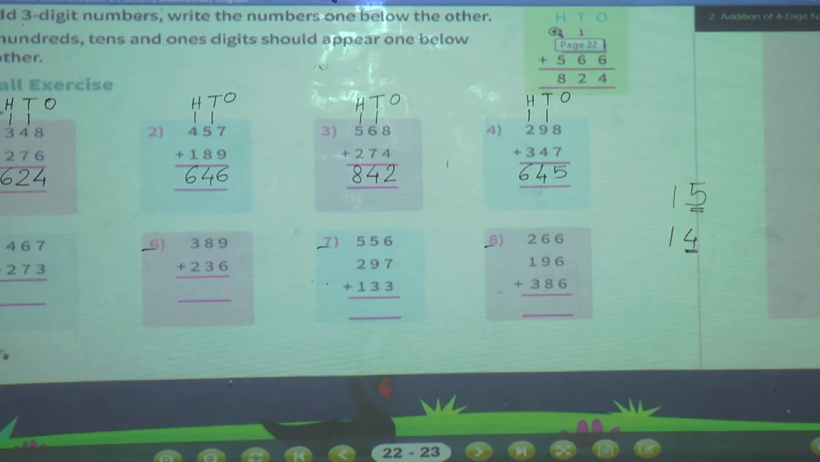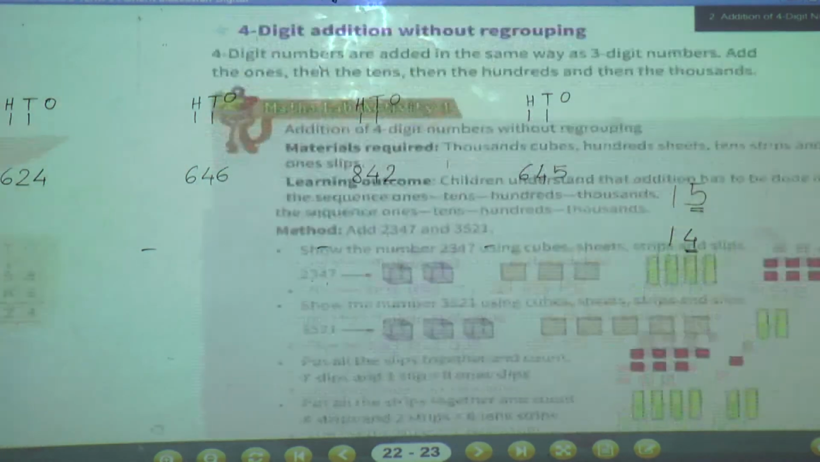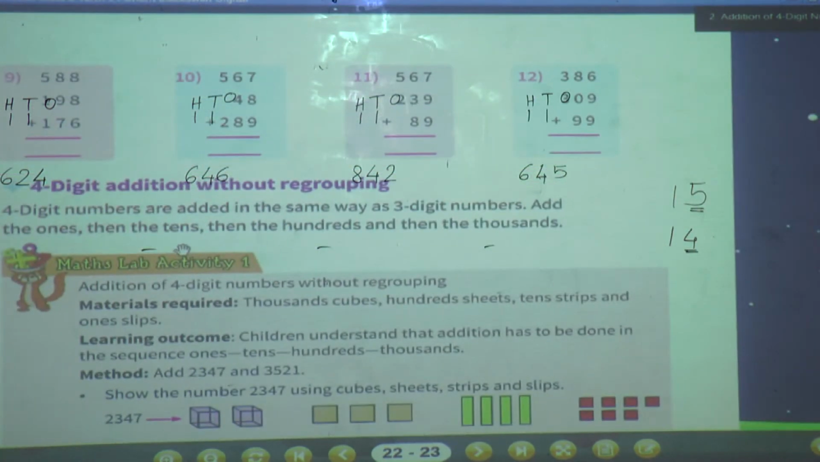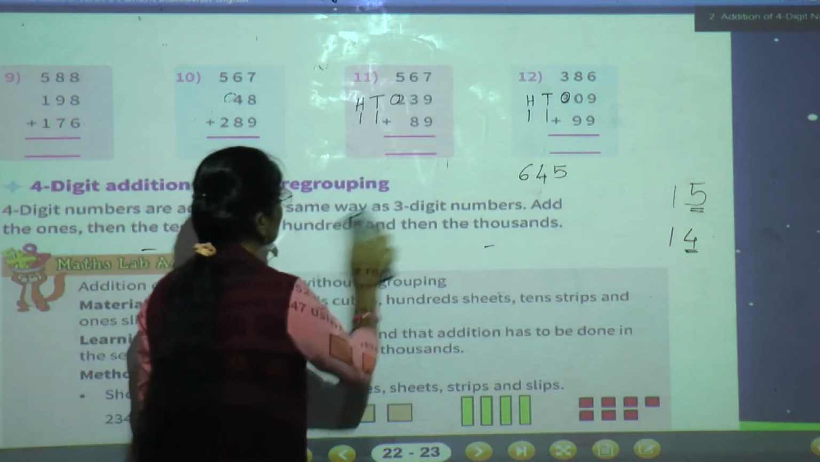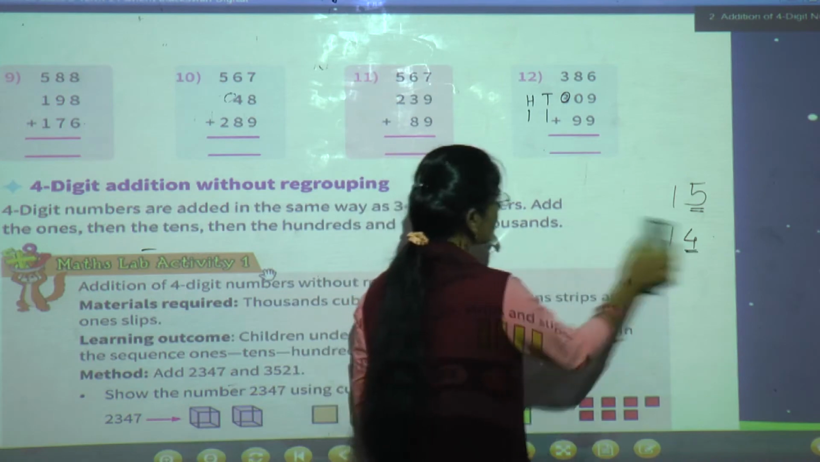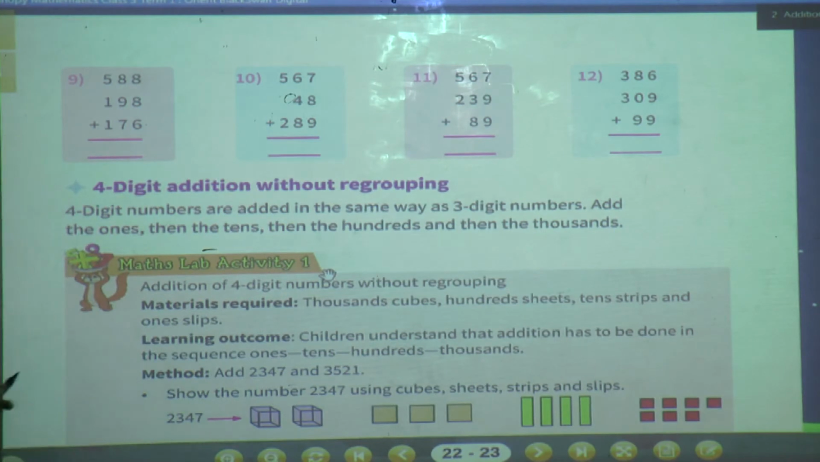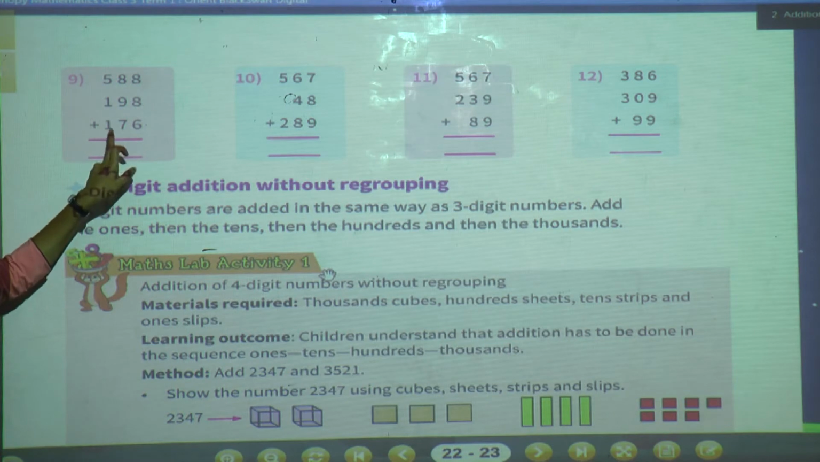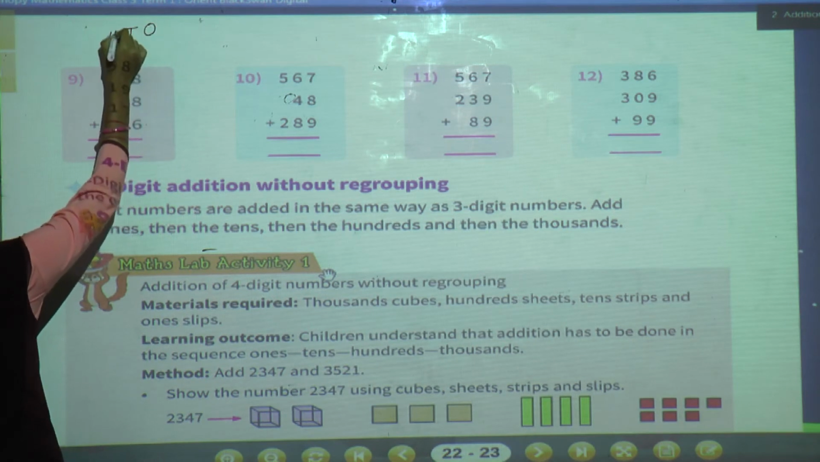Now see the next page. Here some more examples are there that we will take now. 9, 10, 11, 12. See the ninth one. What are the numbers? Read the numbers. The numbers are 588 plus 198 plus 176. Now see students, here first we will write their places O, T and H.